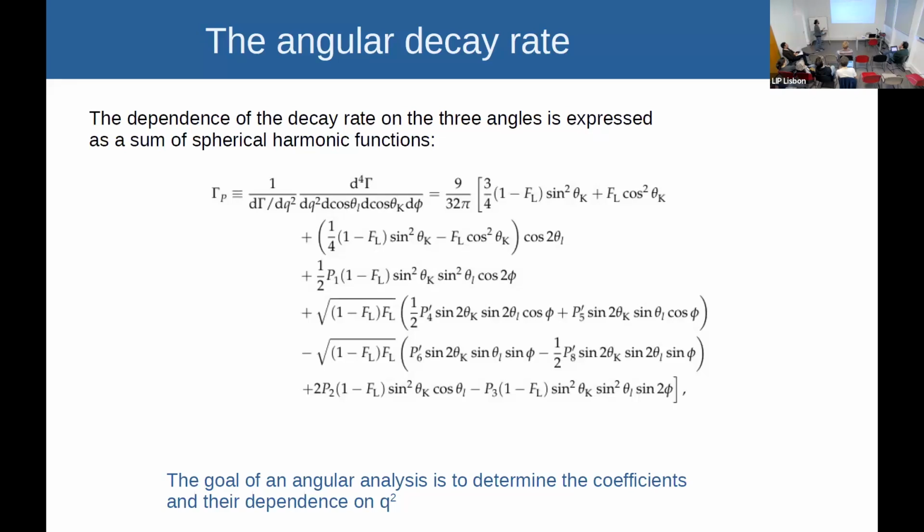So the only one with clear physical meaning is FL, that is the fraction of events with a K star that is produced with a longitudinal polarization. The others are quite arbitrary coefficients of these terms. You can just notice that they are not just simple coefficients. We don't have a parameter in front of each term, but we also have the square root of 1 minus FL times FL, or other terms that depend on FL.